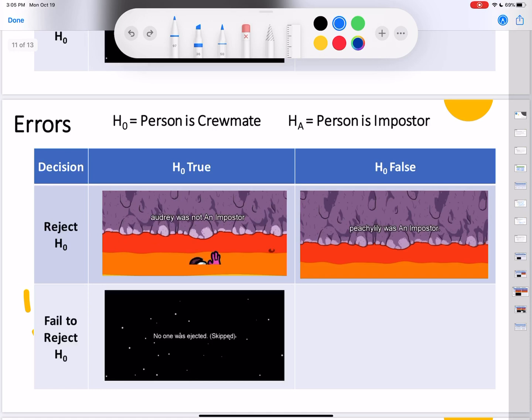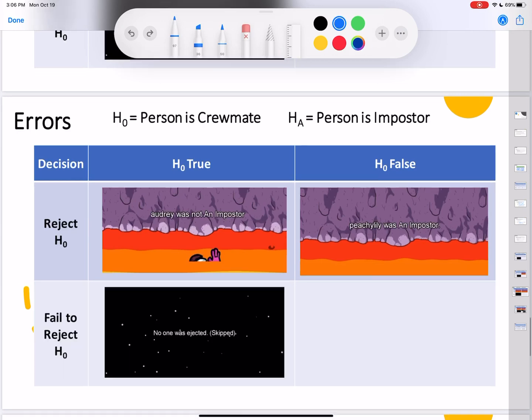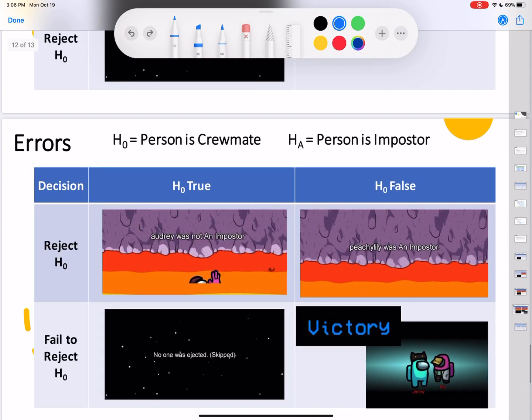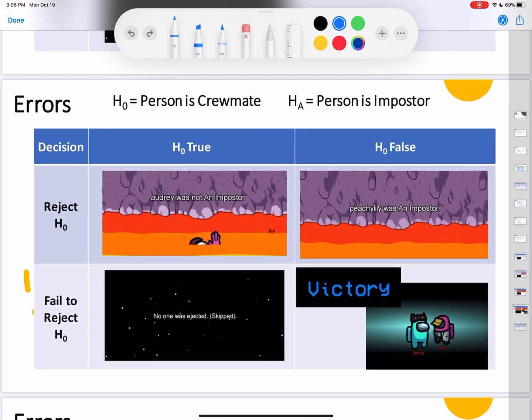Now, the errors that come from this are when the person is a crewmate, but you thought they were an imposter. So you vote them out, but they're not an imposter. And then the other error, so type 2 error, would be if the person is an imposter, but you fail to get rid of them because you thought they were a crewmate, so the imposters win.